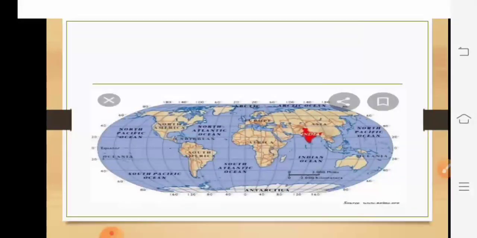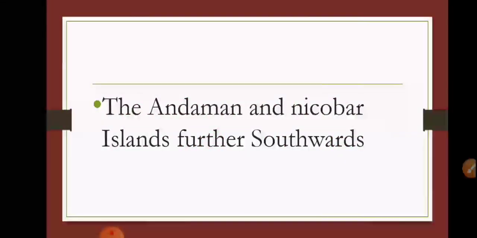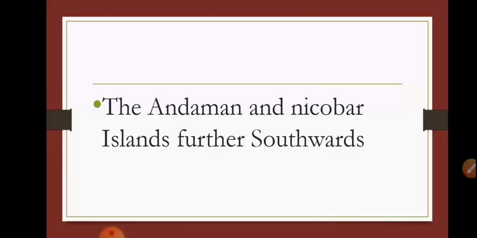We will move forward. Okay, children, when we talk about the mainland of India, it extends from 8.4 degrees to 37.6 degrees north latitude and from 68.7 degrees to 97.25 degrees east longitude. Here you can see that the Andaman and Nicobar Islands lie further southwards. These islands add to India's latitudinal extent.